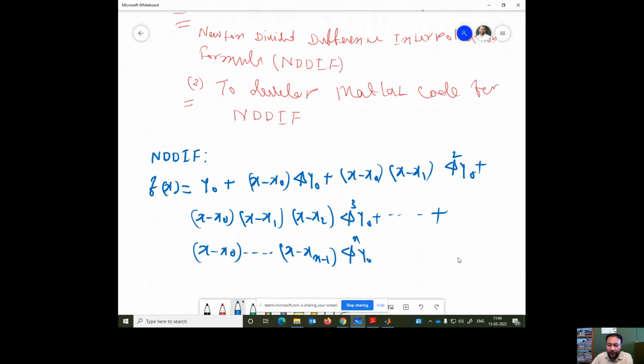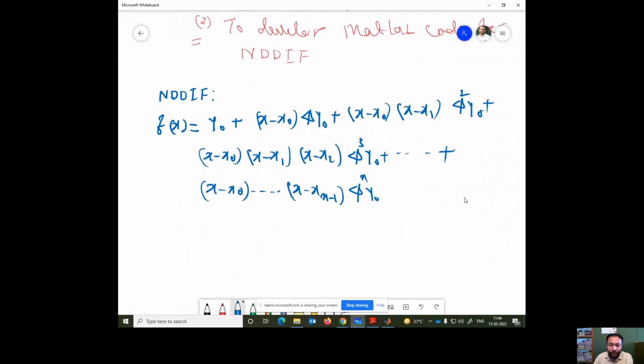This is the theoretical formula for the Newton divided difference interpolation formula. Now it has been observed that the value of this can be obtained from the table. The value of this can be obtained from the table, and the value of this can be obtained from the table.